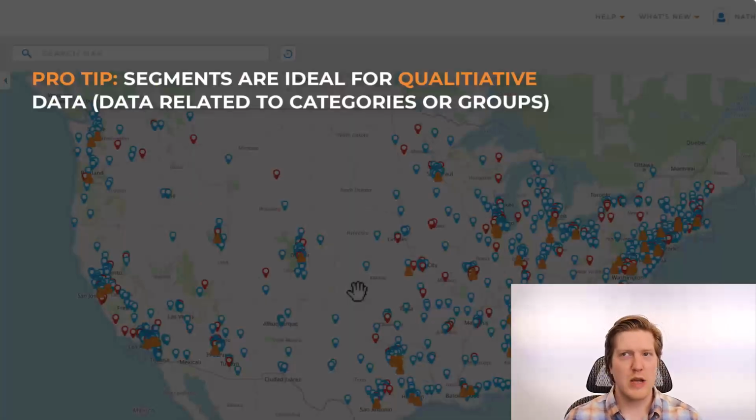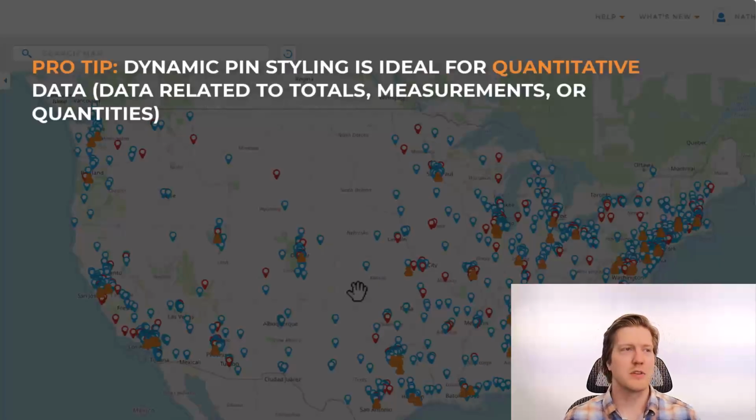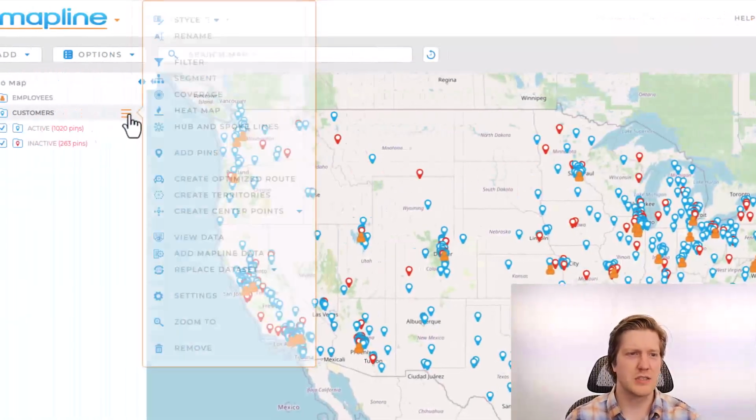Now, segments are really powerful for qualitative type of data. Name of rep, customer type, sales tier, things that have categories or groups, last visit date, that's all great. If my data is more quantitative, if I wanted to color these by sales numbers or by order counts, anything like that, I'd probably want to style my pins based on that, not necessarily segment them.